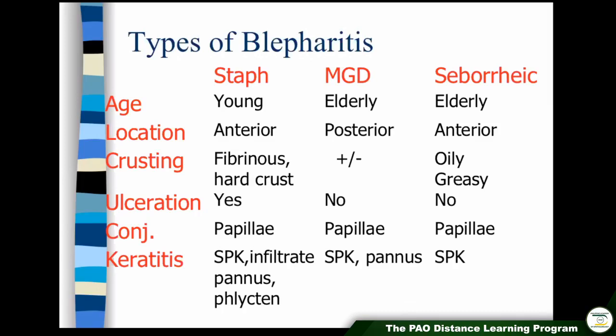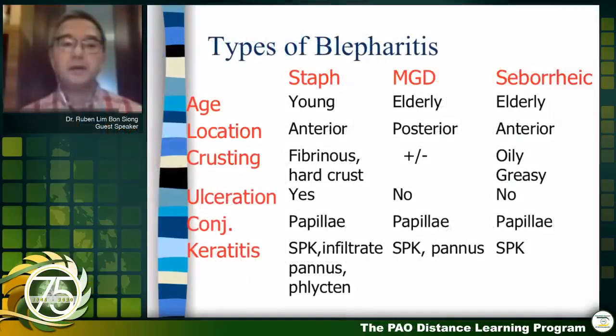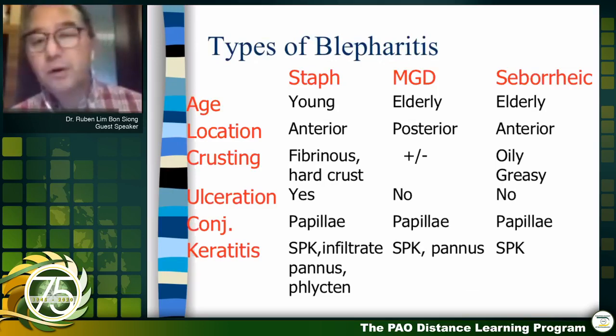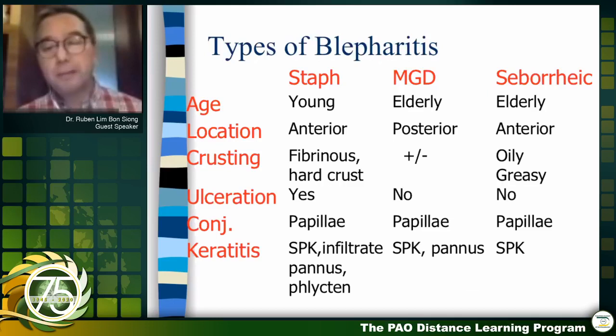What do you look for? What are the key findings? Fibrinous crust at the base of the lashes for Staph. You see not much crusting in MGD, and an oily greasy crust in patients with Seborrhea. In Staph you see ulceration of the skin at the base. That's why you get lid margin erythema. There are no skin changes in MGD, and in Seborrhea no ulceration, but you get oily skin in patients with seborrheic blepharitis. On the lower palpebral conjunctiva, all three cases might show some papillae.